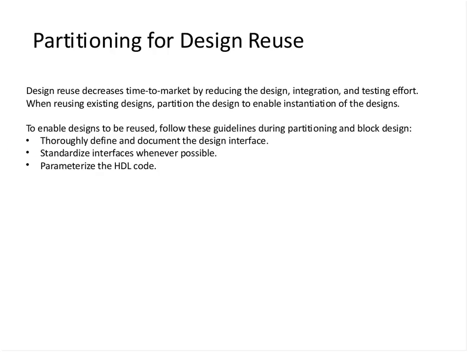So the important points are that for such designs we should thoroughly define and document the design interface. We should try and use standardized interfaces wherever possible. The HDL code should be parameterized. Let's say you are making a generic 8-bit microprocessor, you should make some things parametric. For example, you could make the number of generic registers parametric. You could give the flexibility to the user to have, let us say, 8 generic registers or 10 generic registers depending on the application he is using it for. So the HDL code should be parameterized.